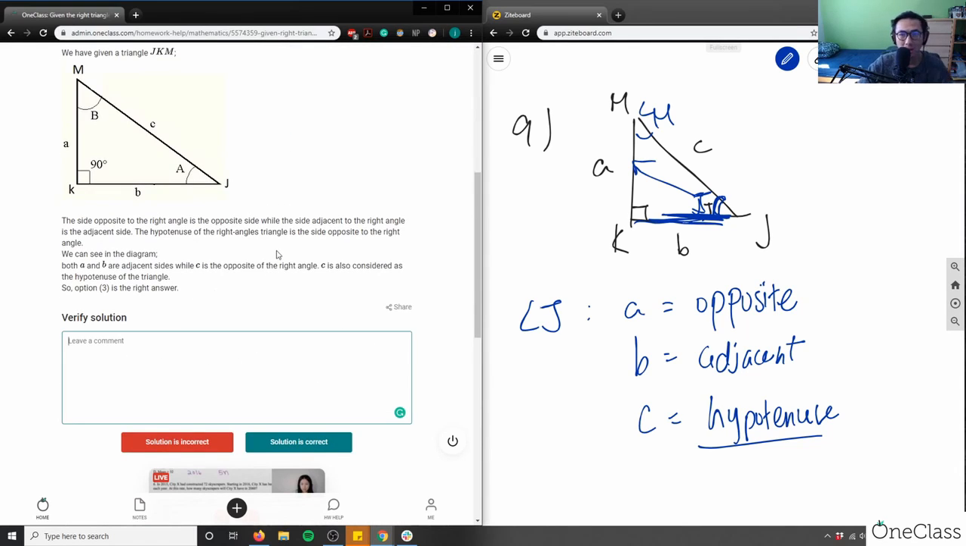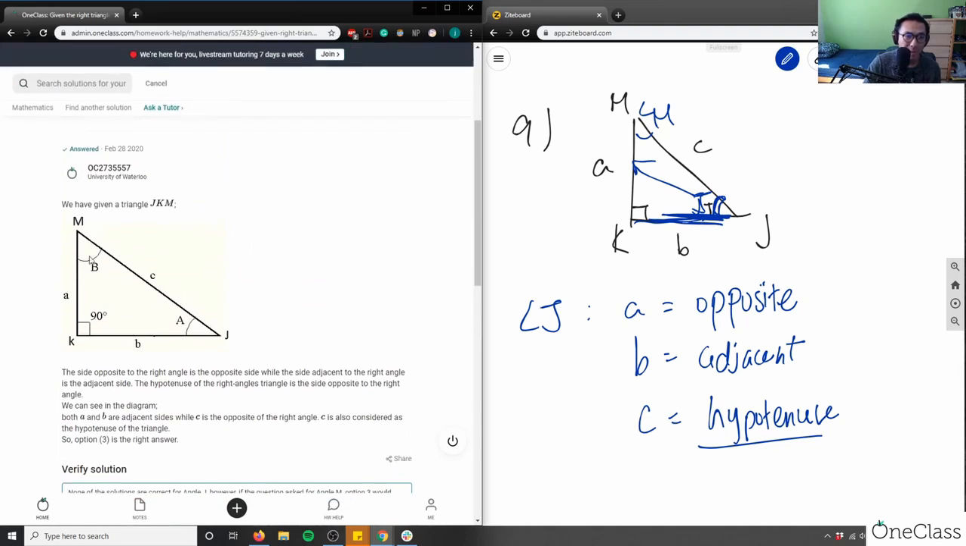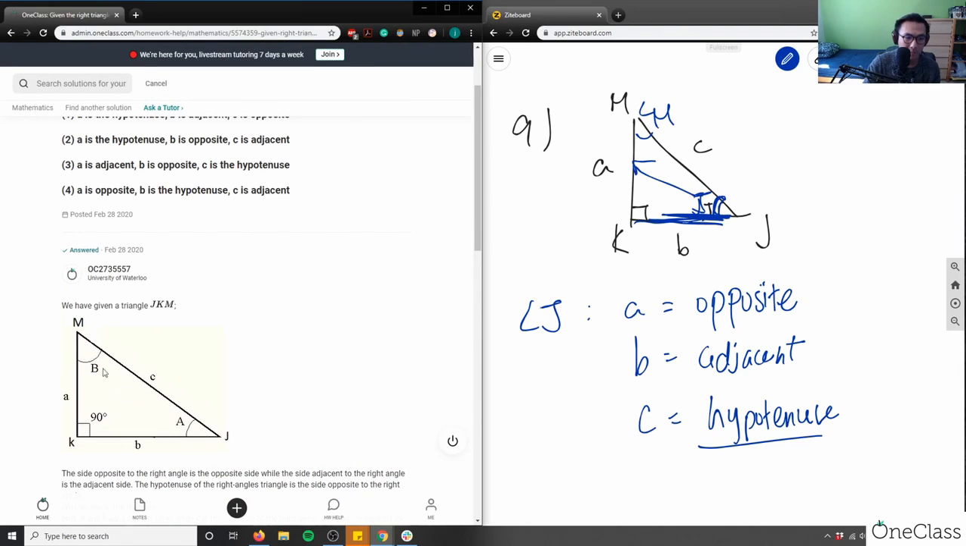So I'm going to say here, none of the solutions are correct for angle J. However, if the question asked for angle M, option 3 would have been the correct answer. And this is kind of a formatting issue. Again, this is angle M, or they wrote here this is B. B would be the opposite, A would be the adjacent, and C would be the hypotenuse. So that makes sense.